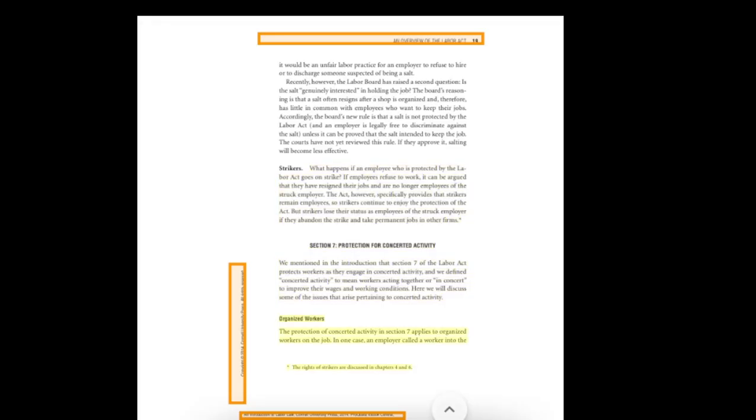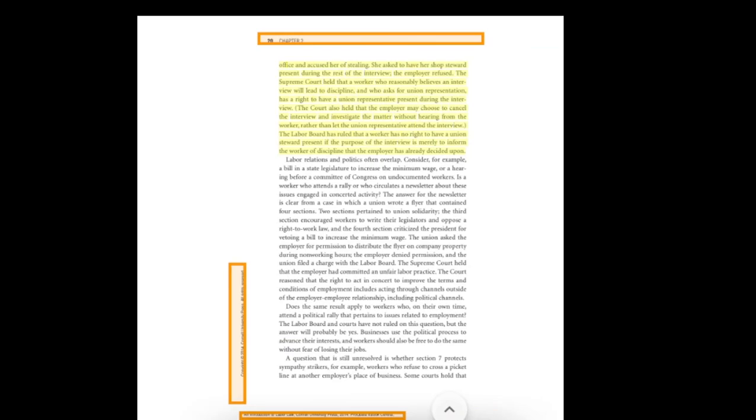Organized workers. The protection of concerted activity in Section 7 applies to organized workers on the job. In one case, an employer called a worker into the office and accused her of stealing. She asked to have her shop steward present during the rest of the interview. The employer refused. The Supreme Court held that a worker who reasonably believes an interview will lead to discipline, and who asks for union representation, has a right to have a union representative present during the interview.